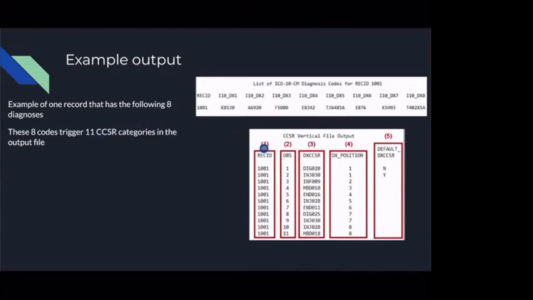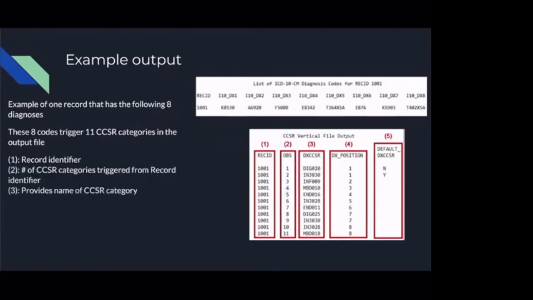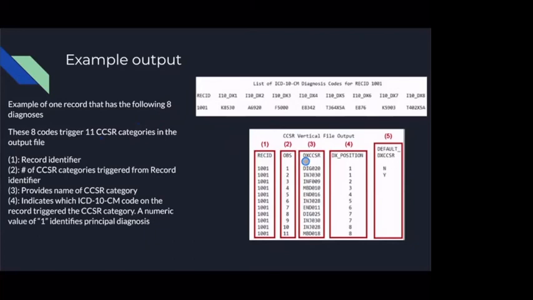So if I now show you the bottom picture here, you can see the same patient ID, 1001, so it's all the same patient, but there are 11 unique categories that were triggered. Again, the first one is the record identifier, the second one is the number of codes. The third one is the name of each CCSR category, so what it would correlate to. The next one indicates which of the ICD-10 codes on the record triggered the category. You can see, for example, there are 2 that are paired with 8, 2 with 7, and 2 with 1. That means that one code triggered 2 different CCSR categories.